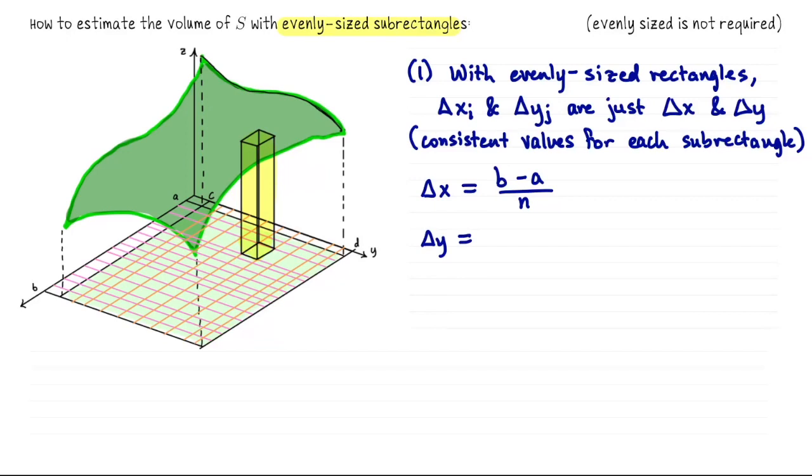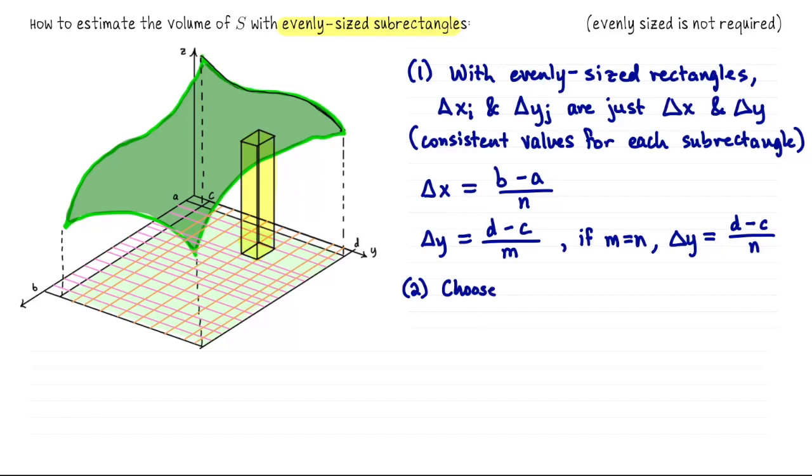Similarly, delta y would be d minus c divided by m. We can also chop up our domain so that m equals n. That choice is not required, it's something that we may do for computational convenience.